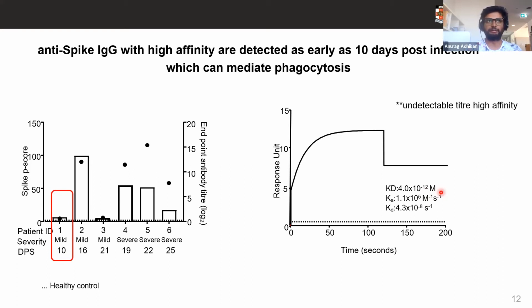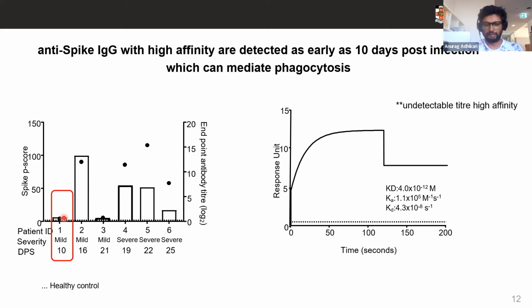Even if you compare to the monoclonal antibody that Donald Trump had after infection, these are of higher affinity than those monoclonal antibodies as well. So basically you have high affinity antibodies, but in very, very low amounts, which still is giving some function.